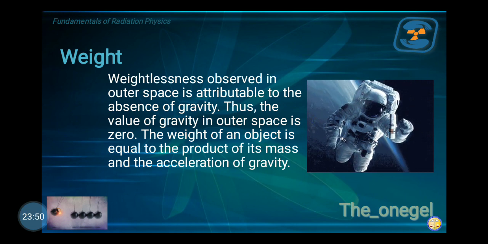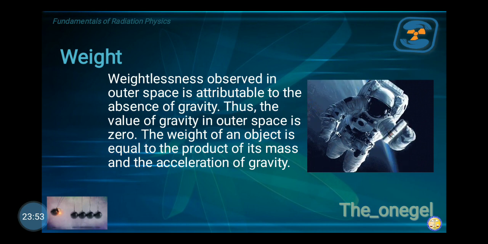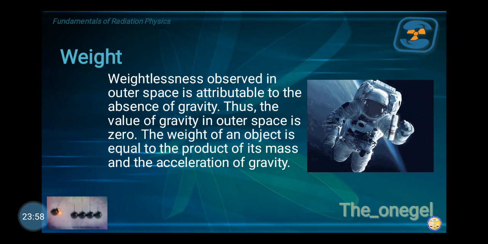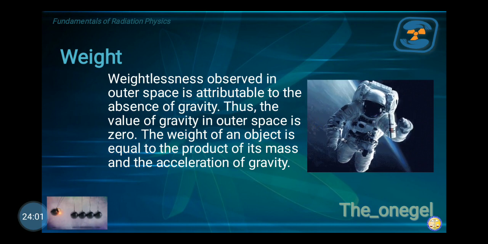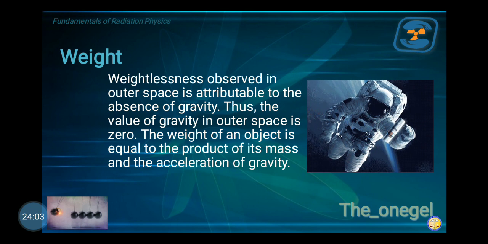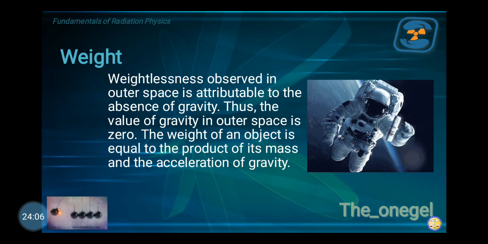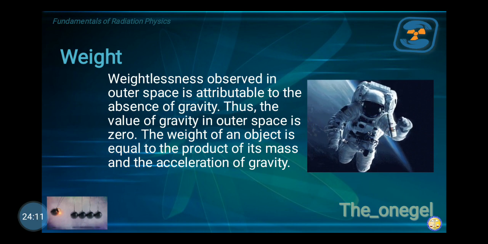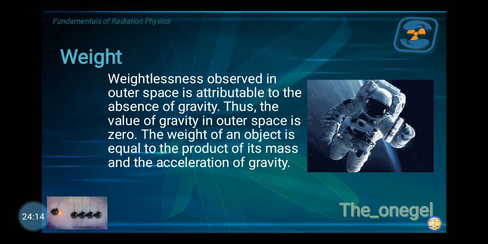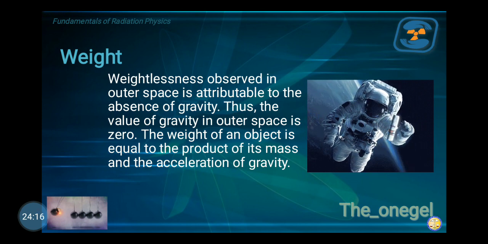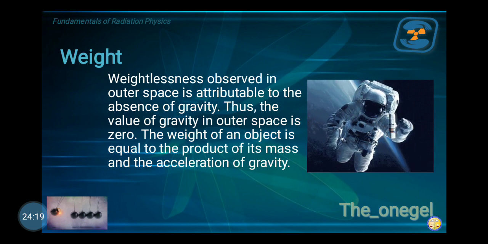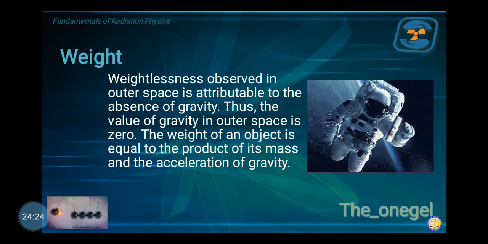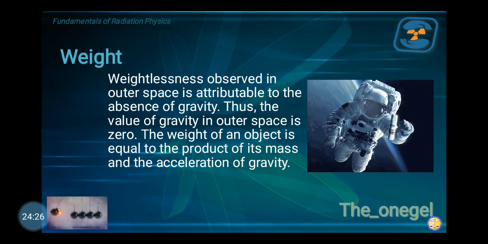The weight of an object is equal to the product of the mass and acceleration due to gravity. If we are going to convert this into formula, we can say that weight, or W, equals mass times acceleration due to gravity constant. Okay, sige nga, let's say for example, you are going to compute your weight here on Earth. So that's mass times acceleration due to gravity constant.